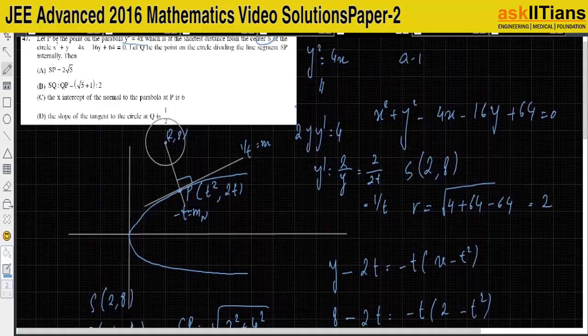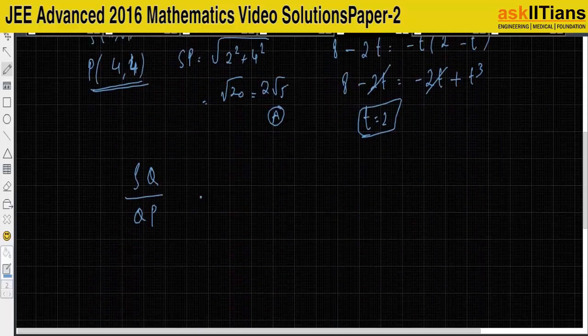Q is a point on the circle dividing the line segment SP internally, right? So this point is Q. So I need to find out the coordinates of this point also. So how to find out the coordinates of point Q? Or actually that's not required, because I need to find out SQ by QP, right? So SQ is the radius, right?